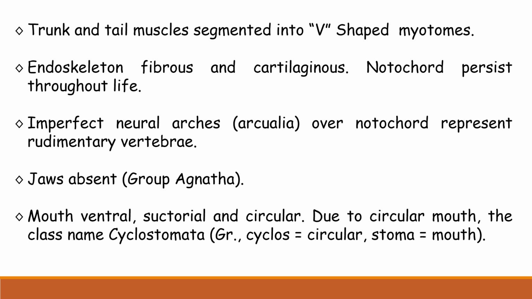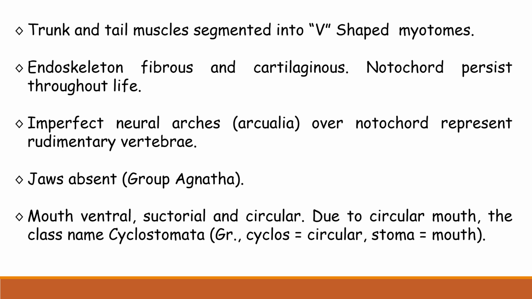Endoskeleton is fibrous and cartilaginous in nature. Notochord persists throughout the lifetime. Imperfect neural arches, known as arcualia, over the notochord represent rudimentary vertebrae. Jaws are completely absent, so that's why cyclostomes belong to the division Agnatha. Mouth is ventral, suctorial and circular in shape. Due to the presence of this circular mouth, this class is named Cyclostomata.